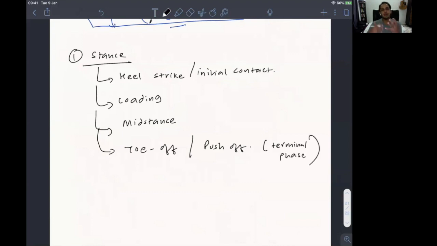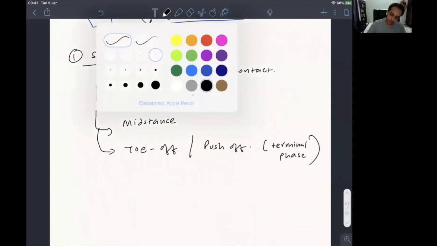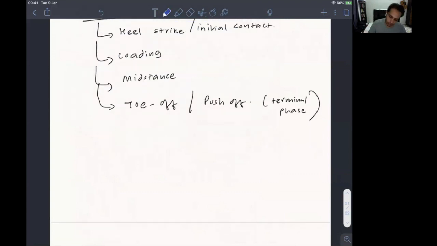Okay, so these are the 4 parts of the stance phase. When your foot is in contact with the ground, after that, that foot is now going to be swinging and it is going to move ahead. So this is called the swing phase, and this also has 4 parts to it.